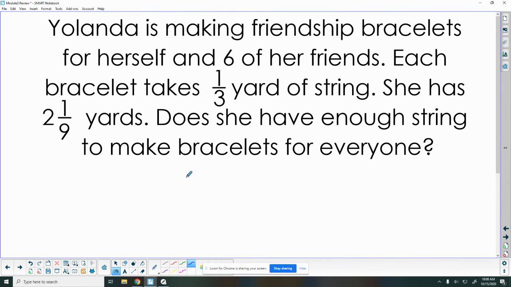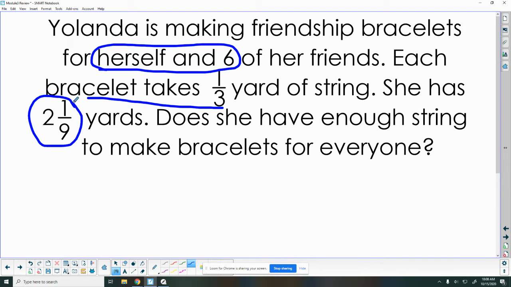Hey, we have Yolanda making friendship bracelets for herself and 6 of her friends. So we've got all those people getting friendship bracelets. Each bracelet takes 1/3 of a yard. So a bracelet is 1/3 of a yard of string. She has 2 1/9 yards. Does she have enough string to make bracelets for everyone? So see if you can set up what problem you would do to start this and then come back and see what I would do.